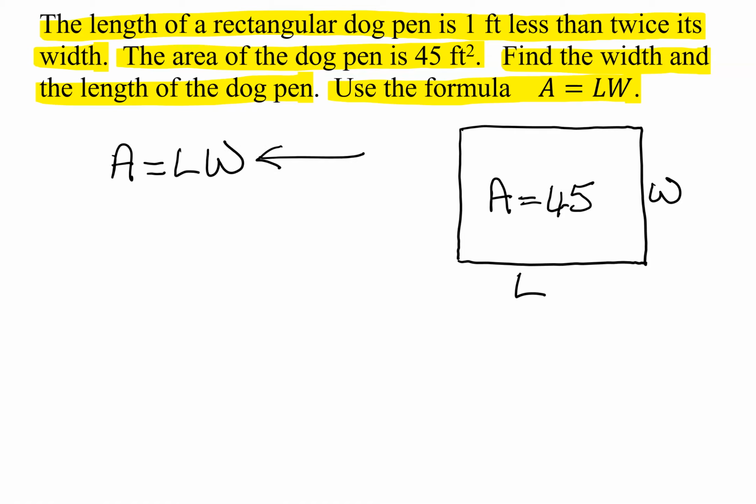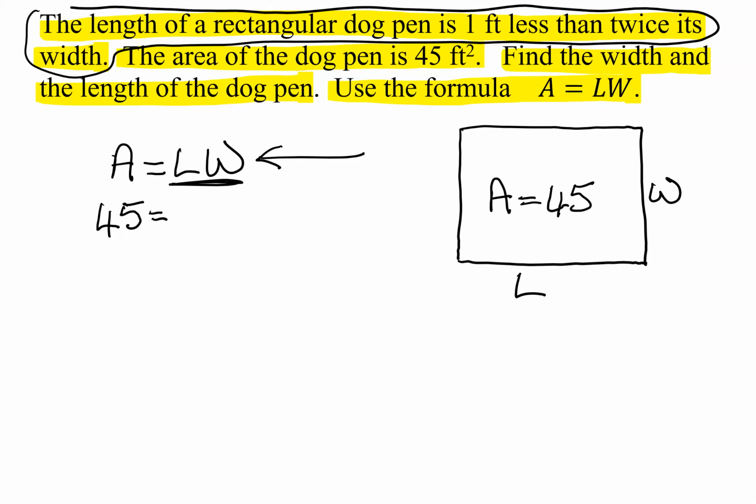Notice in this equation I have 3 variables. I've got to try and reduce it down to 1. I know the area is 45, so I can write 45 equals, but on this side I've got 2 variables. So I'm going to have to write 1 in terms of the other, and that's when I use this first sentence. So let's translate it.